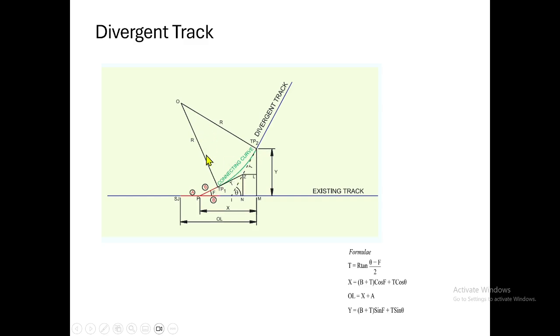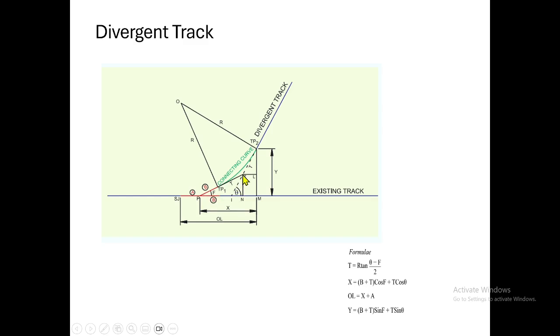Once we know the radius we fixed, we will be able to get the tangent length. How to get the tangent length? We have the formula, t equal to r tan of the deflection angle divided by 2. What is the deflection angle here? We have to find that out. Here we know the crossing angle f. This angle is theta, that means the siding track makes an angle theta with the main line. So we know theta and f.